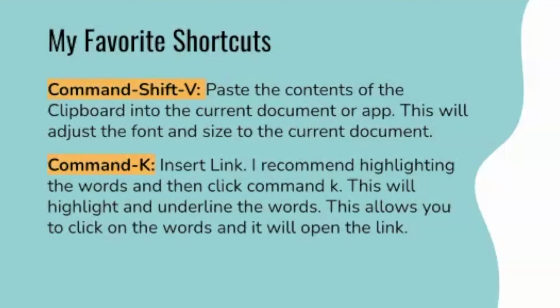So I recommend actually highlighting the words that you want to say. So maybe "click here," and usually I'll highlight "click here," and then I do Command K, and it will direct me to insert that link. Once I insert that link, I press save, and "click here" is now going to change to underline and bold, and typically it also changes the color. This will direct somebody to see that that is a clickable link. So you can now click on the words that say "click here" and it will open up that link.